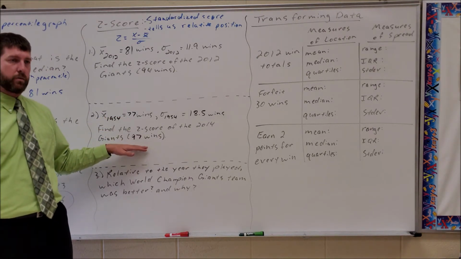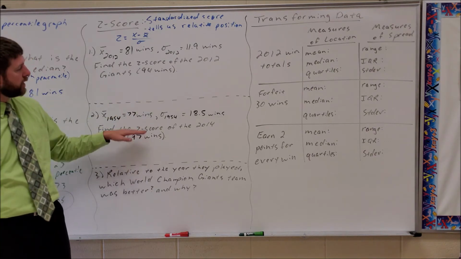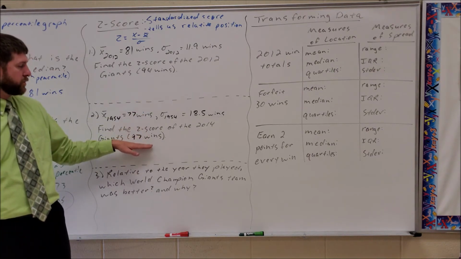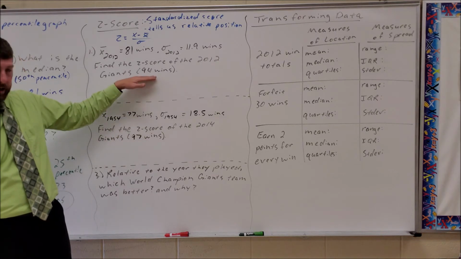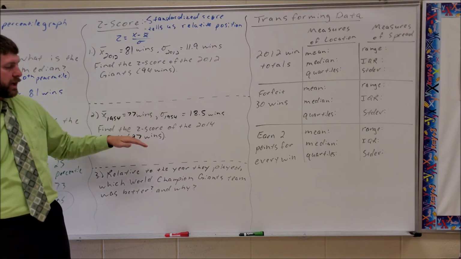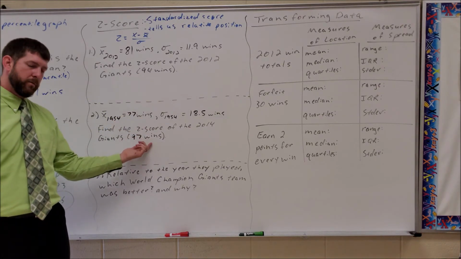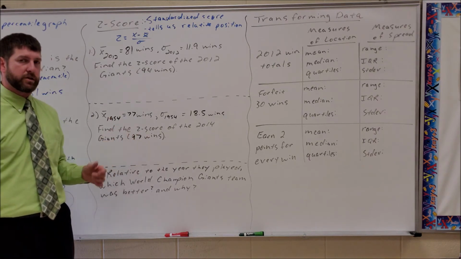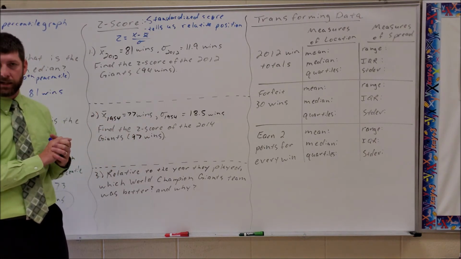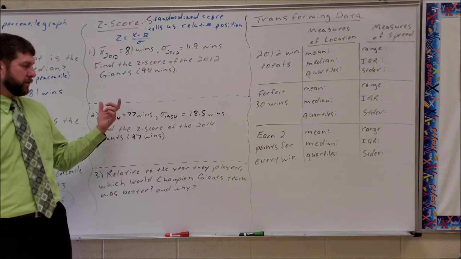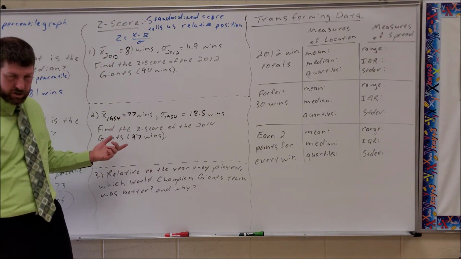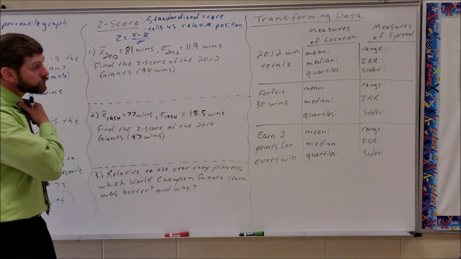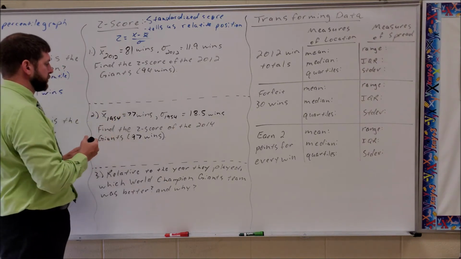So they had more wins, so we're going to figure out, okay, which team was actually better? Because these guys won the World Championship also. So was it the 94 win team or the 97 win team? Well, this team won more, but were they actually a better team compared to the rest of the league that year? So we're going to calculate these 2 Z-scores and figure out which one was the better team. All right, so let's work this one together.